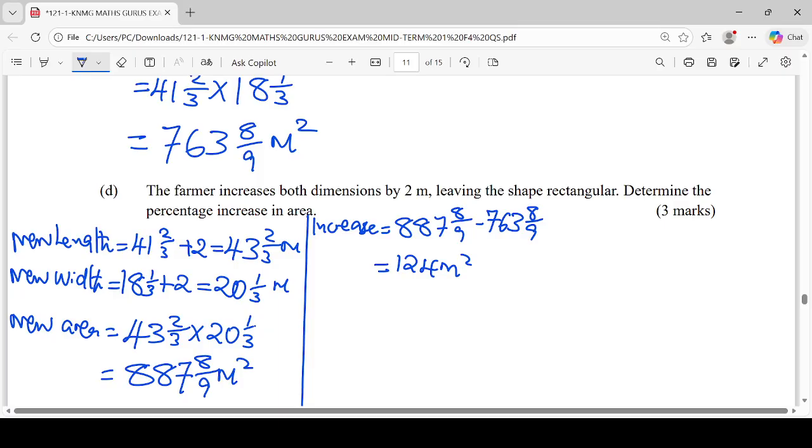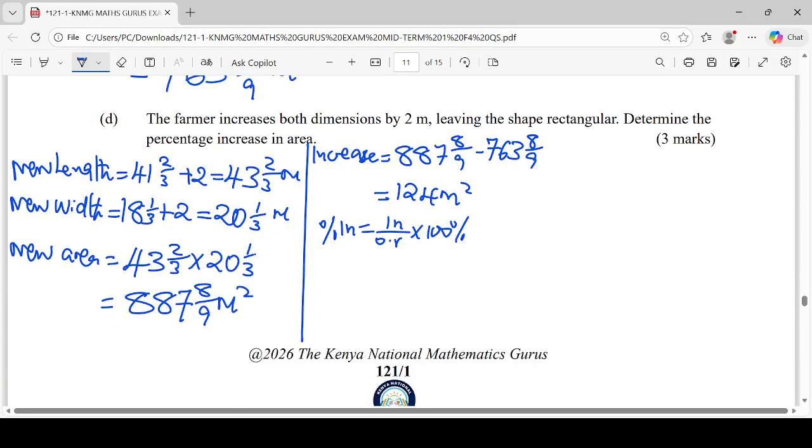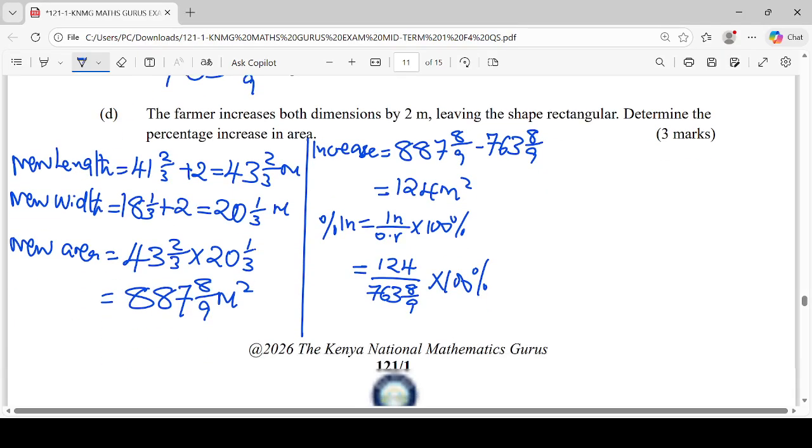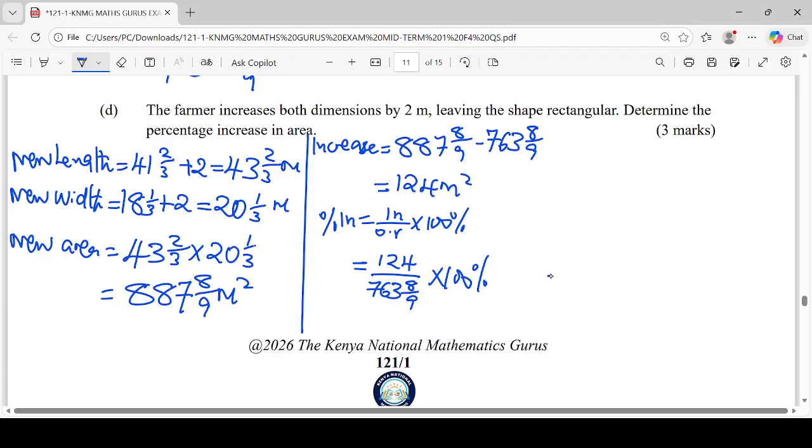So now to compute what is called percentage increase, you take the increase over the original value times 100%. Our increase here is 124 over the original value, which is 763 8/9. Then you multiply by 100%. And when you do this computation, let me do the computation.